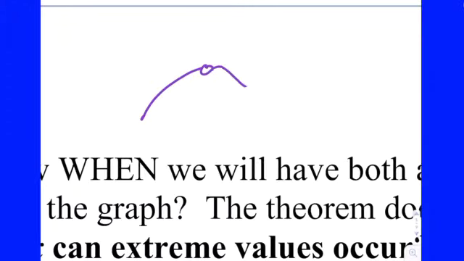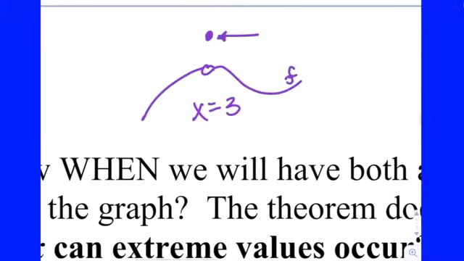Again, it doesn't mean it has to be continuous. It could be something like this at x equals, I don't know, let's call it 3. Is f of 3 in the domain of this function, if this is the function f? Yeah, it's that value right there. Would x equals 3 then, by definition, be a critical value? Yes, because what's the value of the derivative there? DNE.